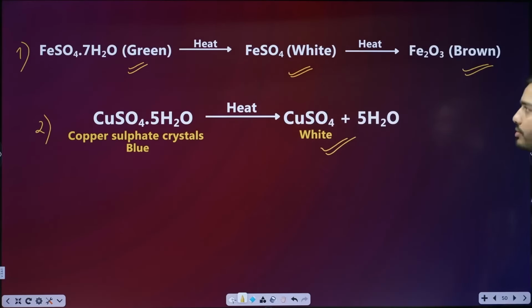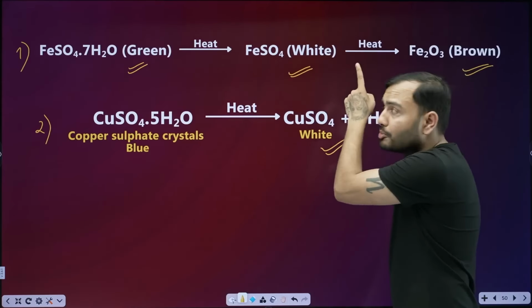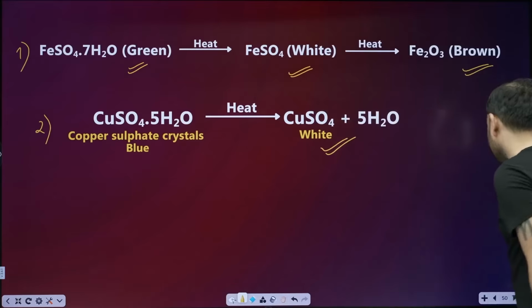So you must remember these two things. You remember this, right? It changes from green to white and then to brown. You studied in chapter 1 heating the ferrous sulfate. And copper sulfate changes from blue to white.